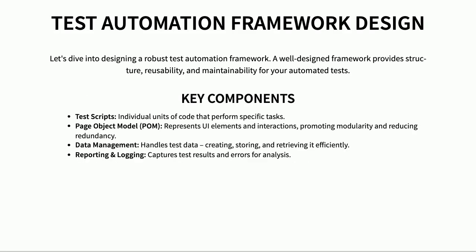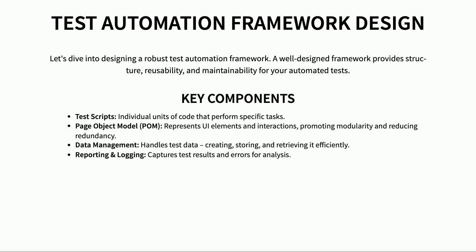Okay, let's talk about designing a test automation framework. Think of it as building the foundation for all your automated tests. It really helps keep things organized and reusable. A good framework includes things like individual test scripts, which are the actual code that performs actions, and the page object model, or POM, which is a fantastic way to represent user interface elements so you don't have to repeat yourself when writing tests. It also needs data management. How will your tests get their information? And of course, reporting and logging. We need to know what's happening during testing.